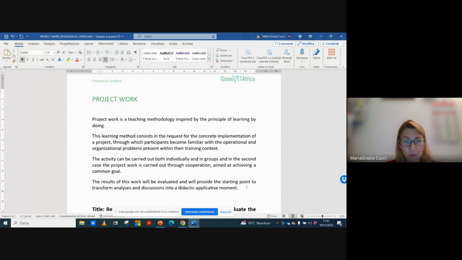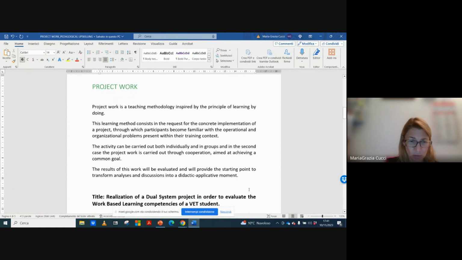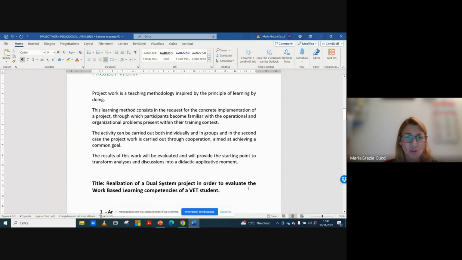So, of course, what I propose to you is the realization of a dual system project in order to evaluate the work-based learning competencies of ABET students. Because we are doing a class which is under the opportunity given by an international program, it is supposed that the project work will be evaluated.